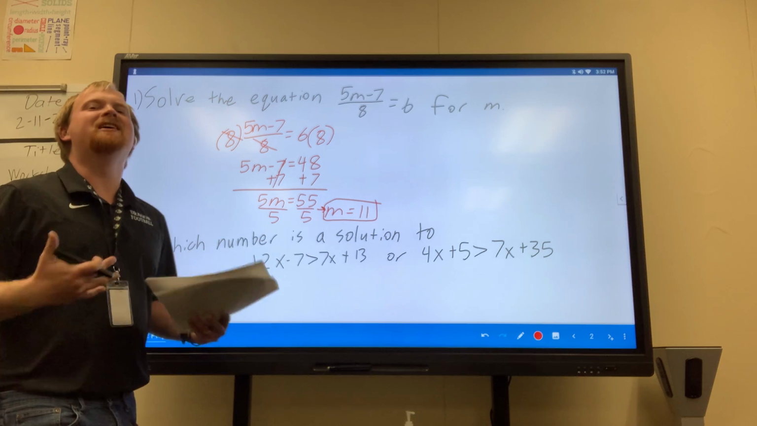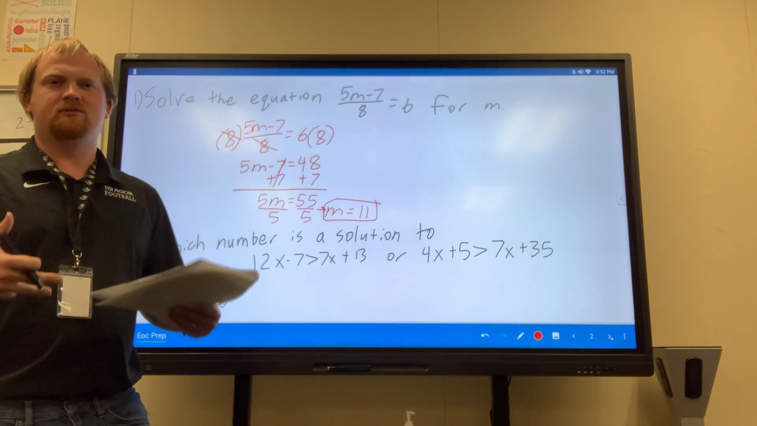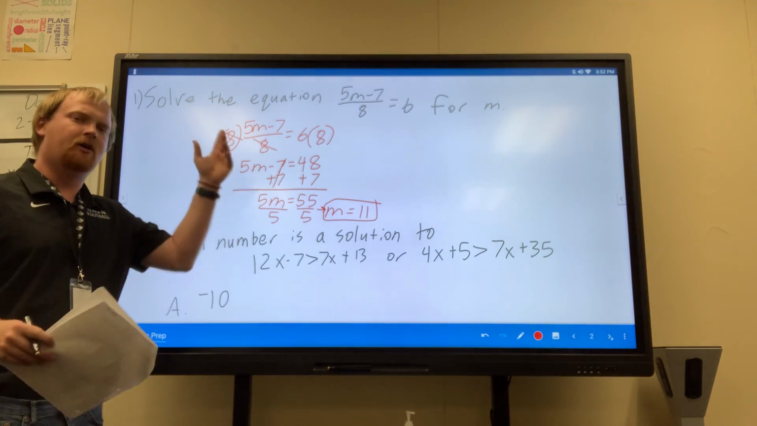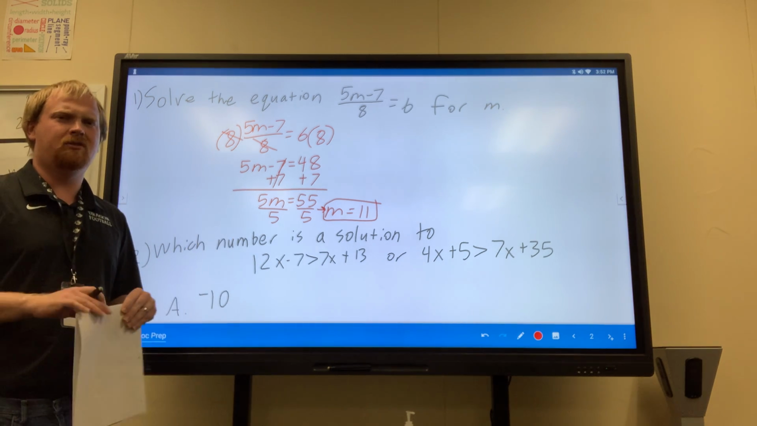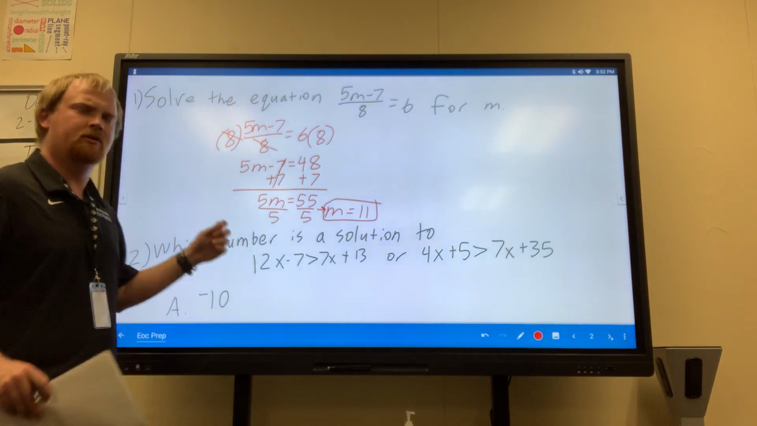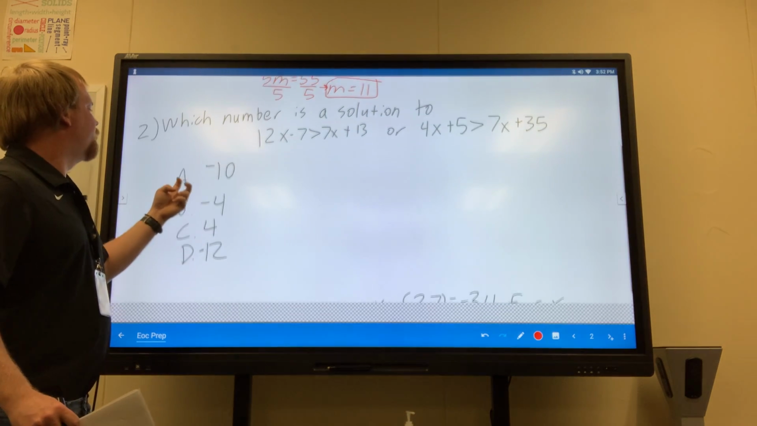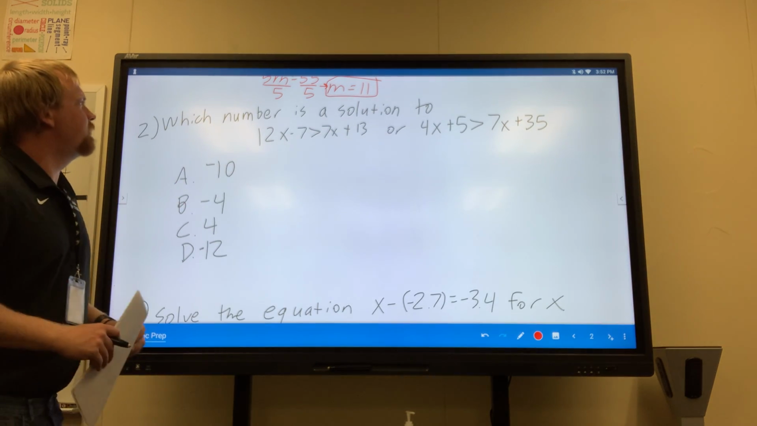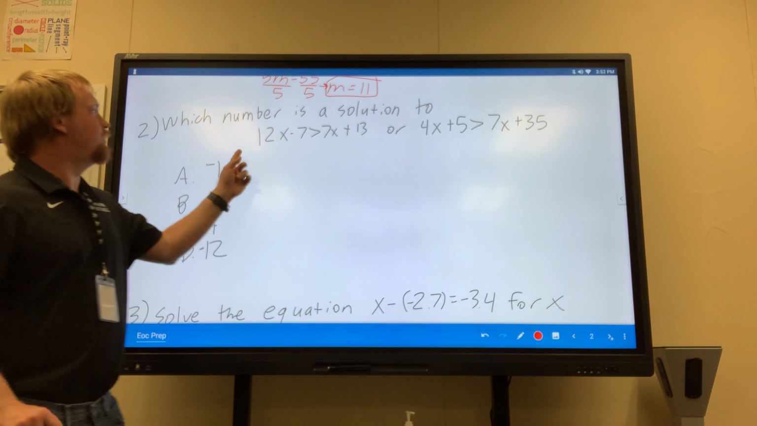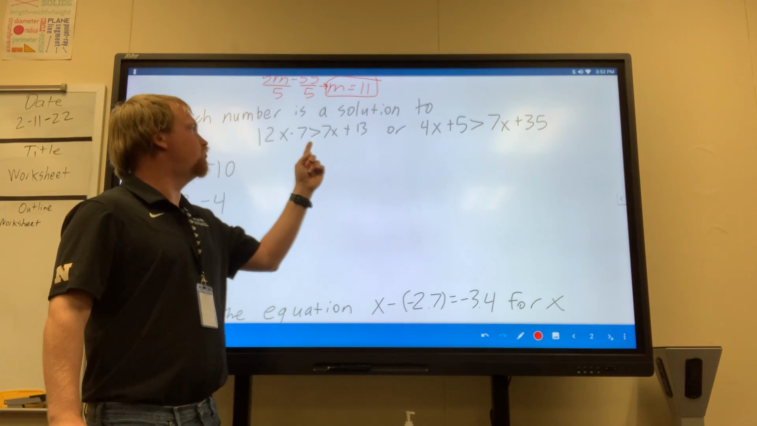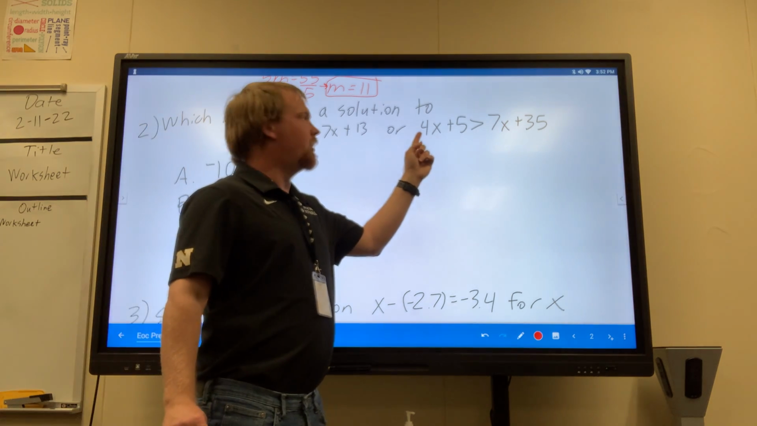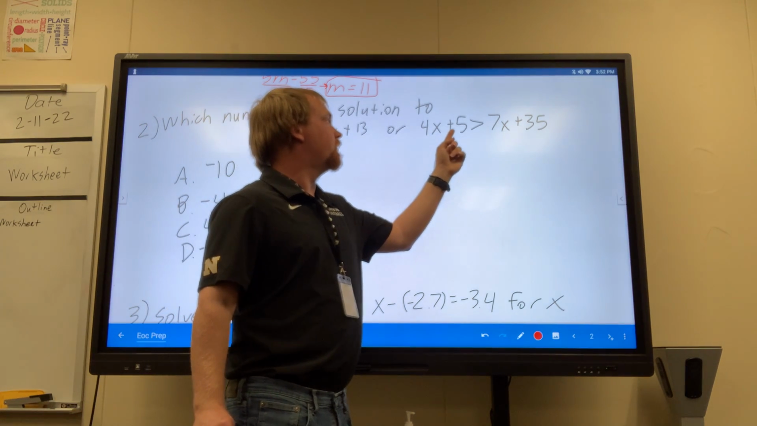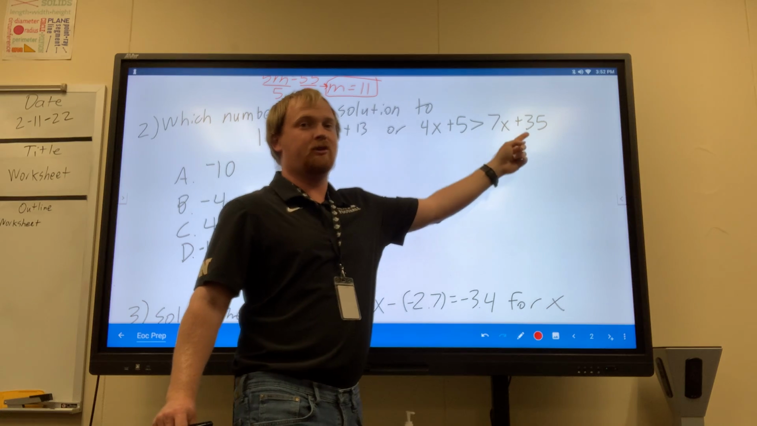So that's the basics of solving equations. That's the basics of algebra, to solve an equation like this. It's just a regular, simple equation. But now let's talk about number 2. Which number is a solution to 12x minus 7 greater than 7x plus 13, or 4x plus 5 greater than 7x plus 35?